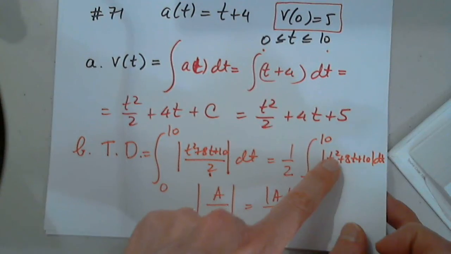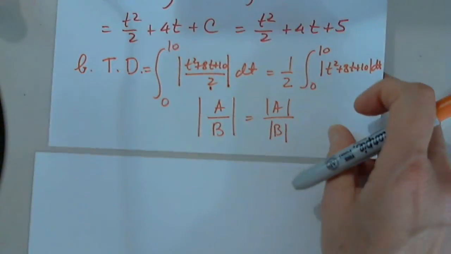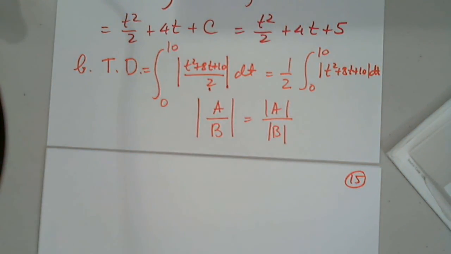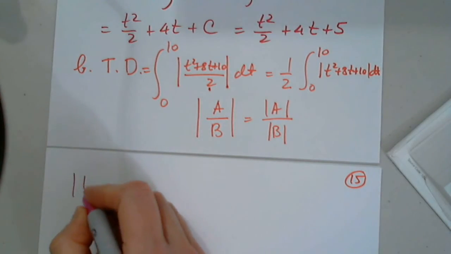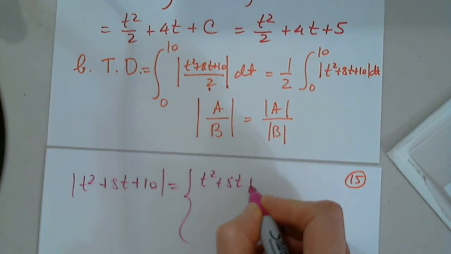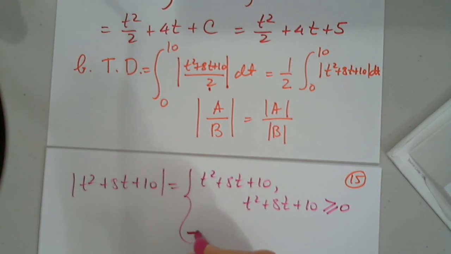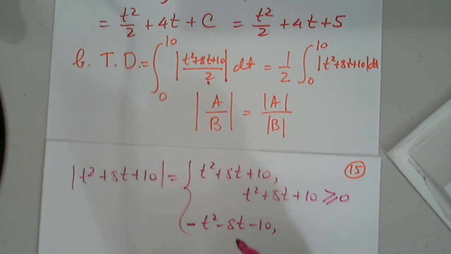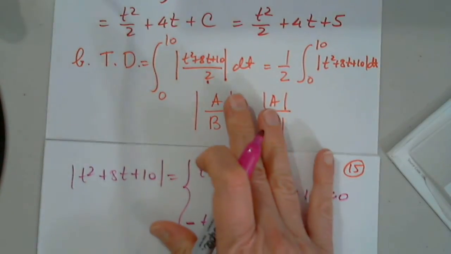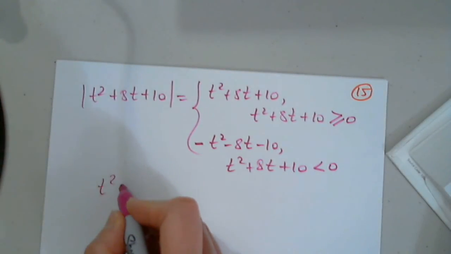Now I have to discuss the absolute value and see the two options, split the integral, see where it splits. I have no idea because it's not factorable. So the absolute value of t squared plus 8t plus 10 is t squared plus 8t plus 10 when it is positive, or negative t squared minus 8t minus 10 when t squared plus 8t plus 10 is less than 0. It would be nice if everything would be between 0 and 10 and we only have one integral. We'll see in a moment. So first I have to find the x-intercepts. So I have to determine this.